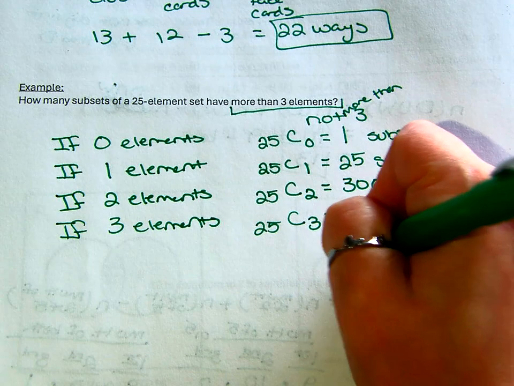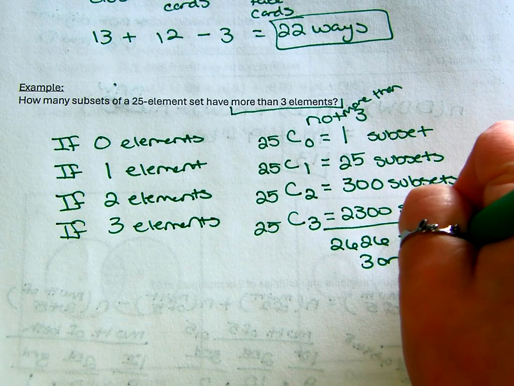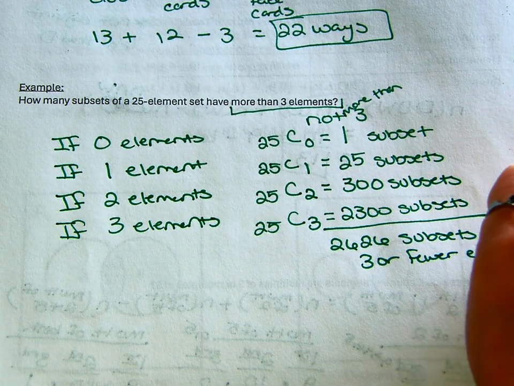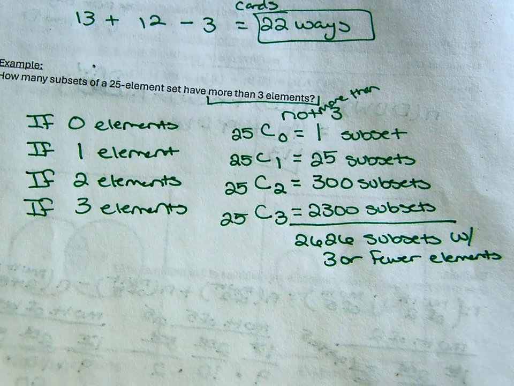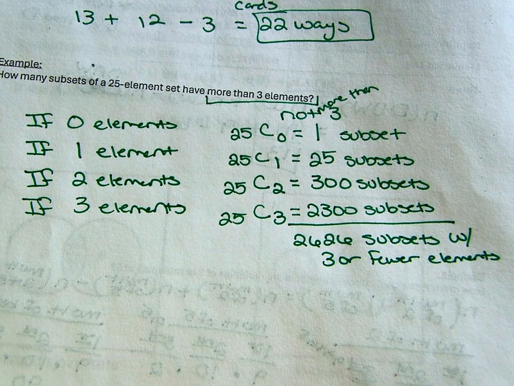Which is great, except that's not what they asked us for. We found the not. But the not's actually easier because I don't want to do that process for 4, 5, 6, 7, 8, 9, 10, all the way up to 25. Do you see how we only had to do it 4 times instead of doing it 21 times? Doing the not saves us some work.